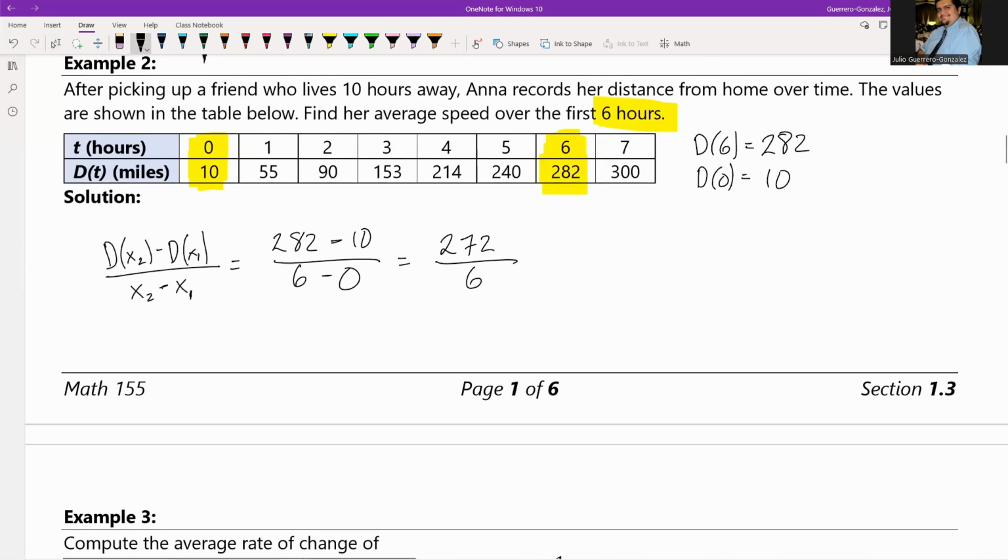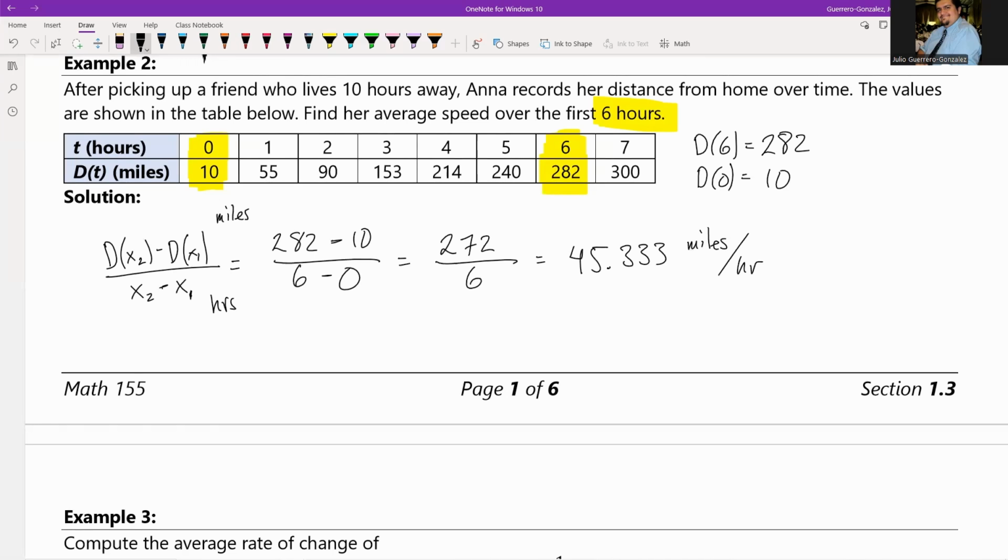And if you throw this in a calculator, 45.333. And this is how we do the speeds. So if you take a look, the top, those are miles, and the bottom, those are hours. So we have miles per hour. So over the first 6 hours of her trip, Anna was doing about 45 1/3 miles an hour.